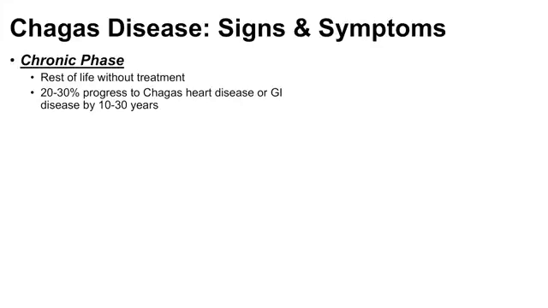So even after 10 to 30 years of being infected with Chagas disease, you can have problems with your heart or problems in the gastrointestinal system. So it's a very chronic and very progressive condition.